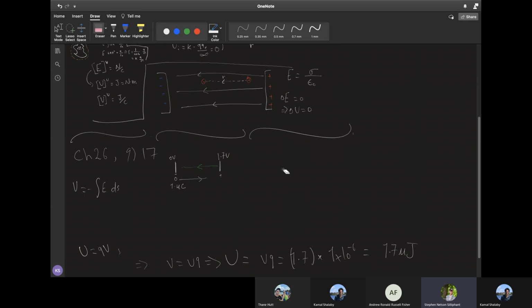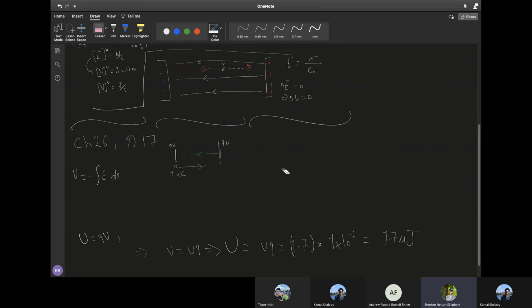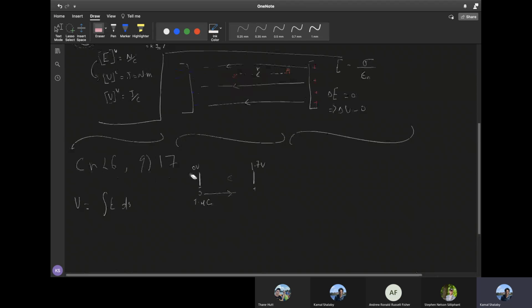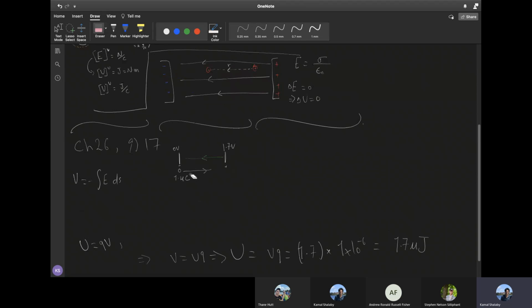Sounds good. It's just a little hard to distinguish the U's from the V's. It's hard to draw. Yeah, finding the work to know is it work done or is it work by? And if it's negative or not, that can be a little bit tricky.